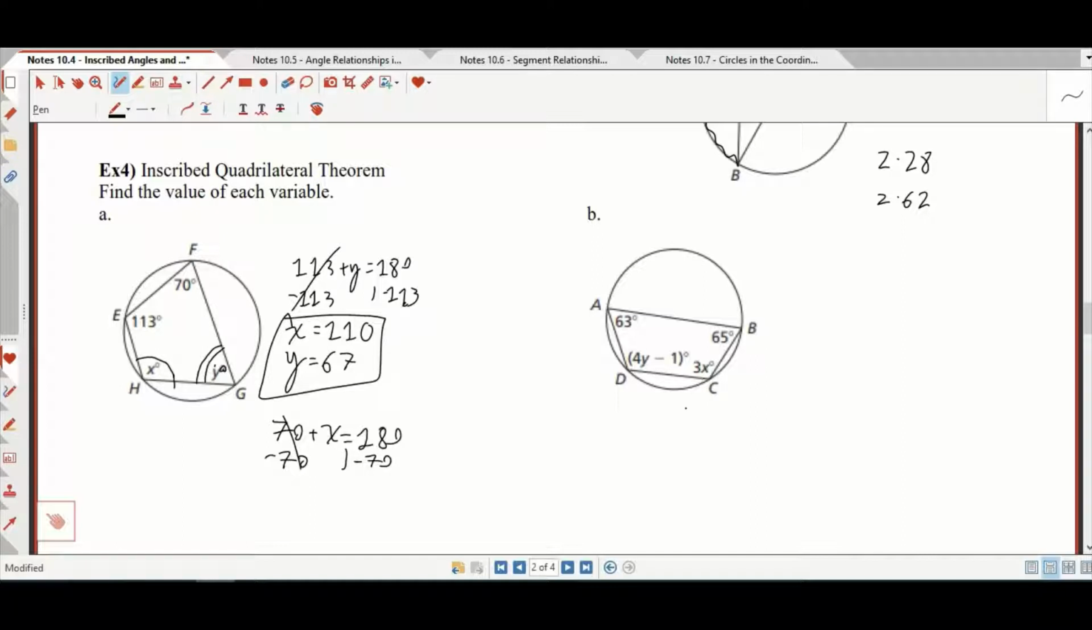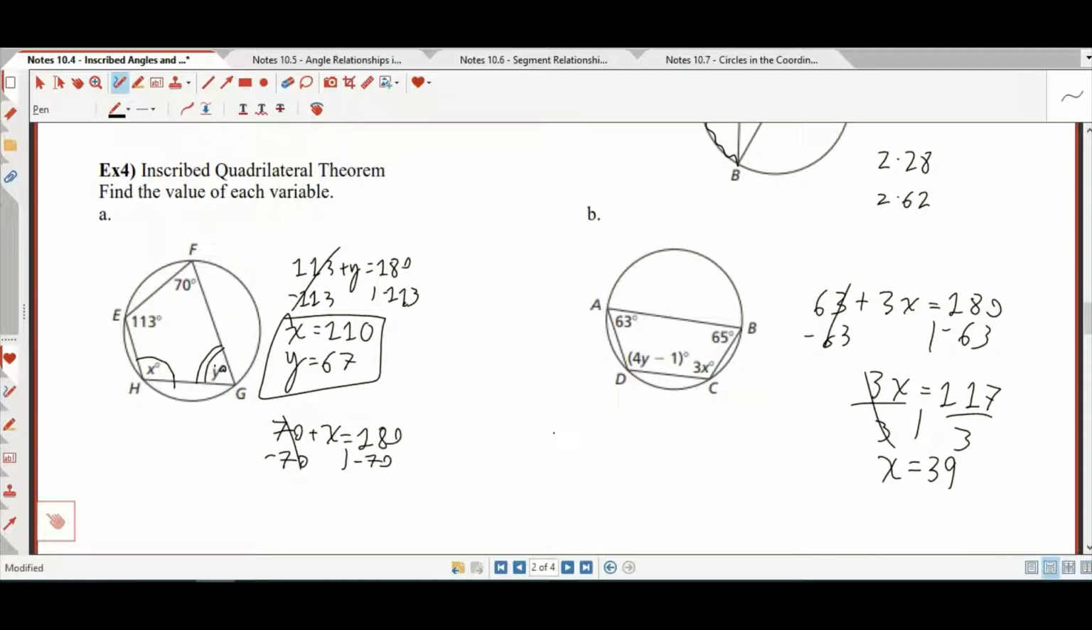Okay, so this one's a little bit trickier, but it's okay. I know that 63, the measure of angle A, plus the measure of angle C, which is 3x, must be equal to 180. So now it's multi-step equations instead of just a single step. And 180 minus 63 is going to be 117. So 3x equals 117. But I'm not done yet because I need to divide both sides by 3 to get what x actually is. And x is equal to 39.